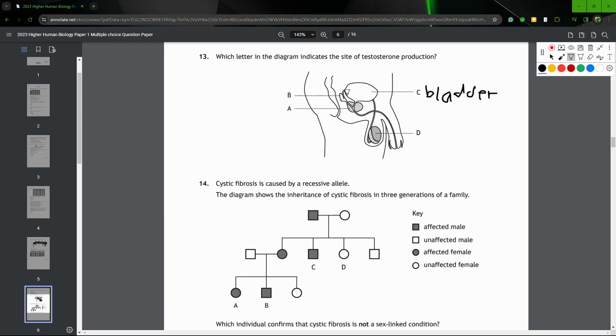B, I believe, is the seminal vesicles. Correct me if I'm wrong, but it doesn't really matter because they have nothing to do with it. And then A is the prostate gland. That's not how you spell prostate, is it? I'll just use text.